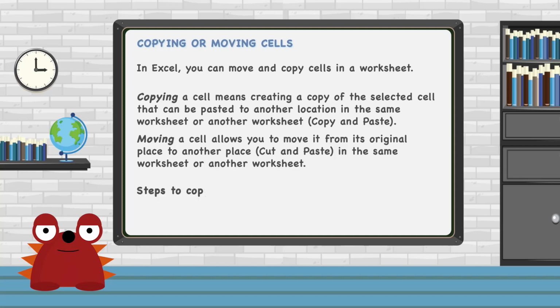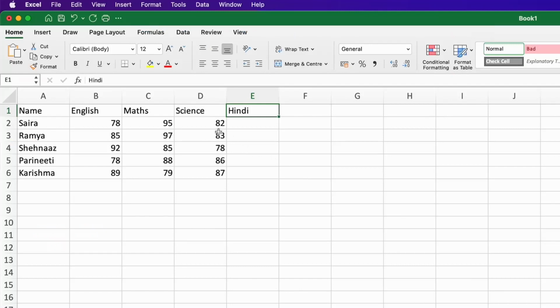Let's see the steps to copy or move cells. Firstly, select the cells that you want to move or copy. Then, on the Home tab, in the Clipboard group, click Cut or Copy and click the cell where you want to paste the cut or copied cells and then click Paste option in the Home tab.